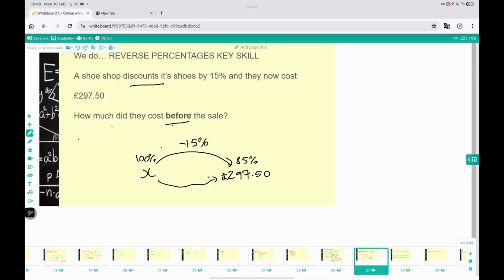Okay, so we had to times by 0.85 to get there, which means if we want to reverse, we need to divide by 0.85. If we take our original amount, times it by 0.85, then we get £297.50. Therefore, if we take £297.50 and divide by 0.85, we'll get our original amount, which in this case is £350. And again, look how much nicer that looks than that.